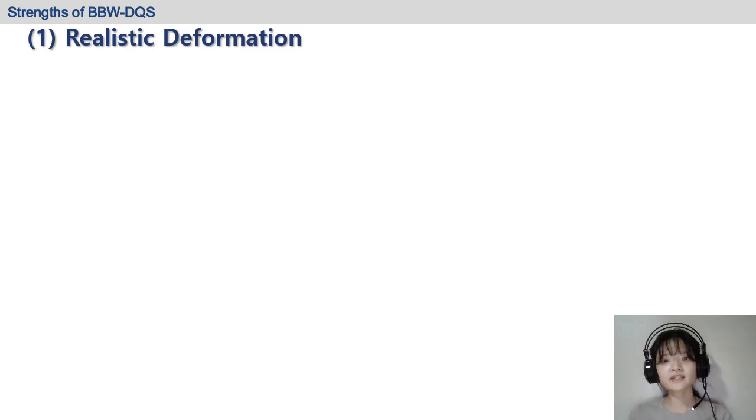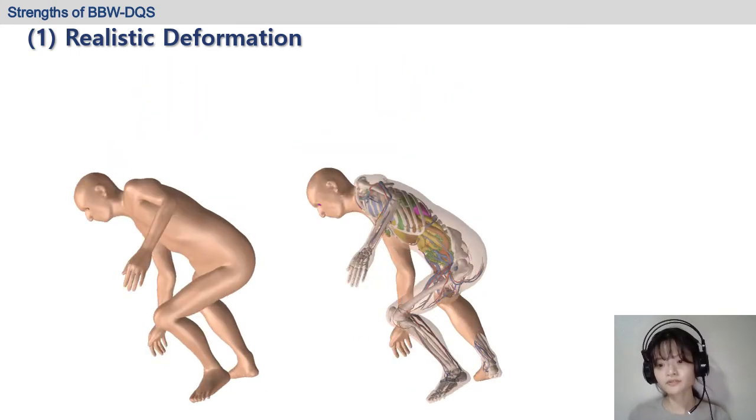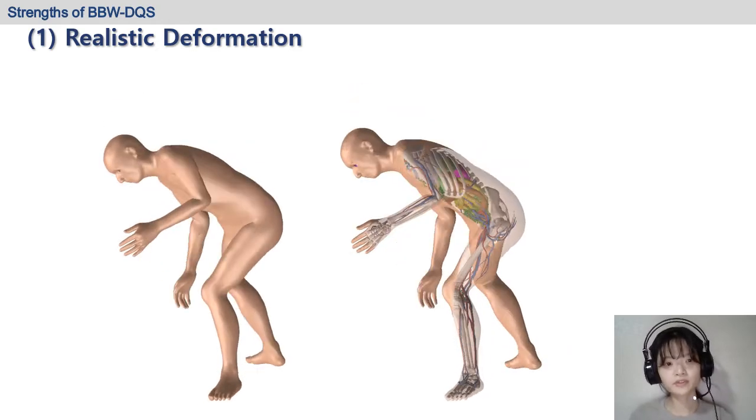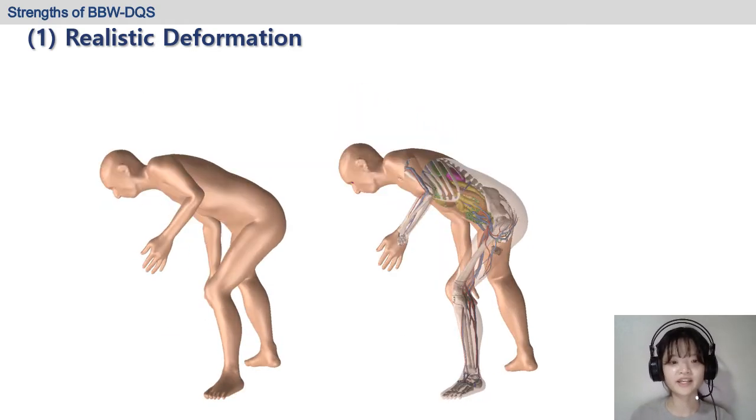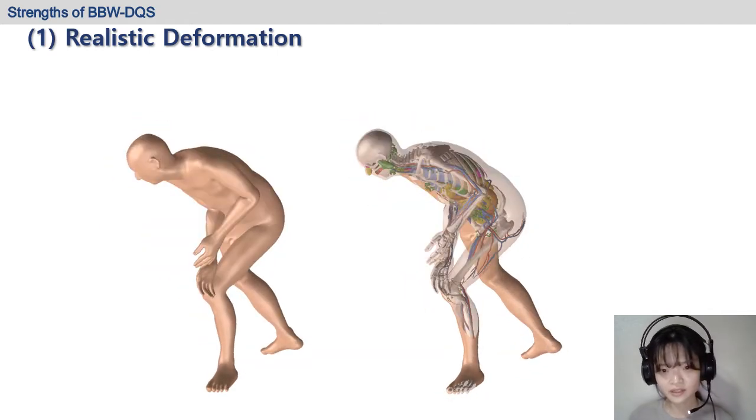So this was the technical explanation so far, and now is the more interesting part. Strengths of BBW DQS. The first one is that it can deform the phantom very realistically. So this slide shows the phantoms that were deformed according to the real motion capture data. You can see that the outer skin is very natural and the internal organs are also very naturally deformed.